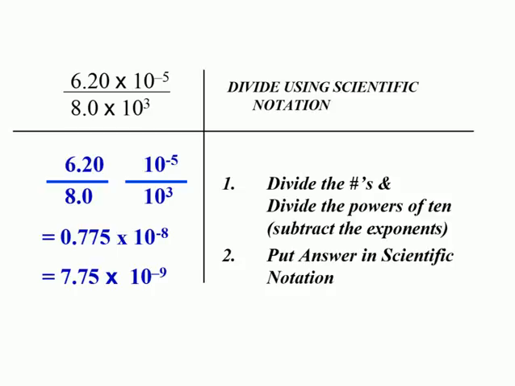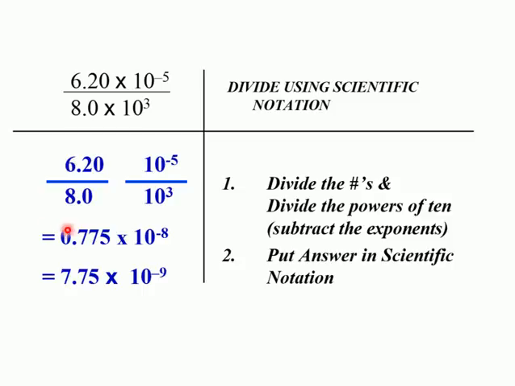Here, we're going to deal with the m value and the exponent separately. We have 6.20 divided by 8.0. The value that my calculator tells me is 0.775. Next, we move on to dealing with the exponents. Here, since we're dividing, we're going to take negative 5 and subtract 3. Well, subtracting 3 from negative 5 gives you a value of minus 8.